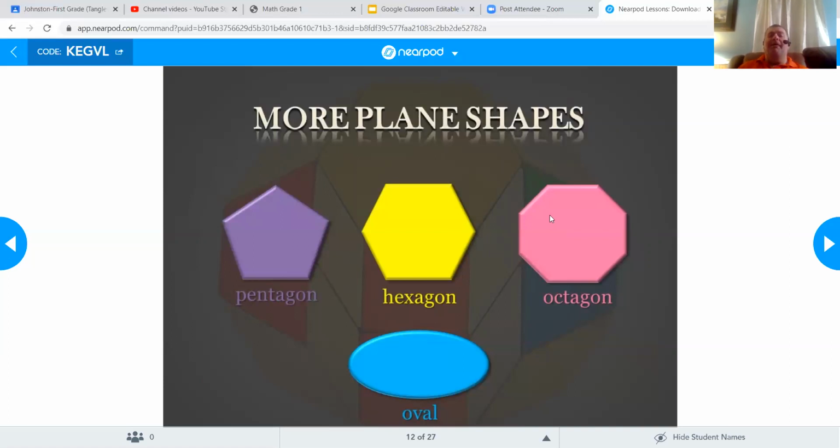The pink shape is an octagon. Anytime you hear the word octa, you should automatically think octopus. And an octopus has how many tentacles? 8. So we know anytime we see octa, we're going to have an 8-sided shape. And the last blue one down at the bottom looks circular in nature, but it's not a complete circle. It is called an oval.